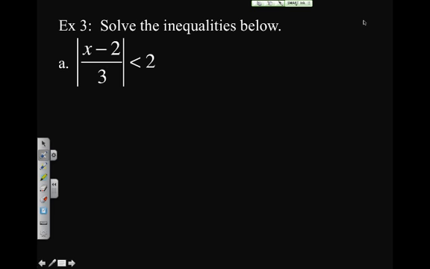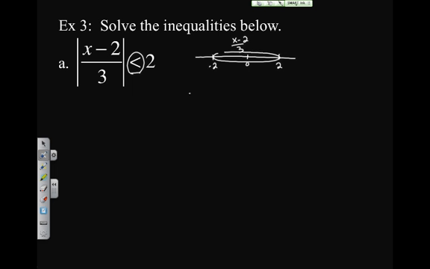So as we look at this one, we've got the absolute value of (x − 2)/3 is less than 2. Again, less than means we're closer. I should circle that so it doesn't look like less than or equal to. It means we're closer to 0 than 2. So if we think about our number line, here's 0, 2 units to the right, 2 units to the left. (x − 2)/3 is going to be in this middle area.